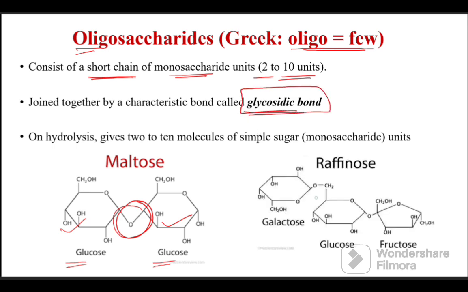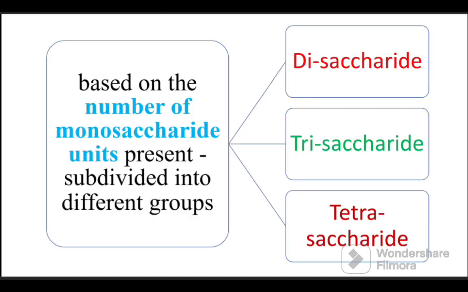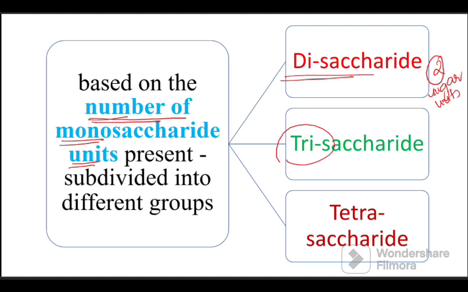bond, and on hydrolysis they give 2 to 10 molecules of simple sugar based on how many monosaccharide units they are made of. And these oligosaccharides are again subdivided based on the number of monosaccharide units. Based on the number of monosaccharide units, they are divided into disaccharides, which have 2 sugar units, trisaccharides, which have 3 sugar units, tetrasaccharides, which have 4 sugar units, and so on.